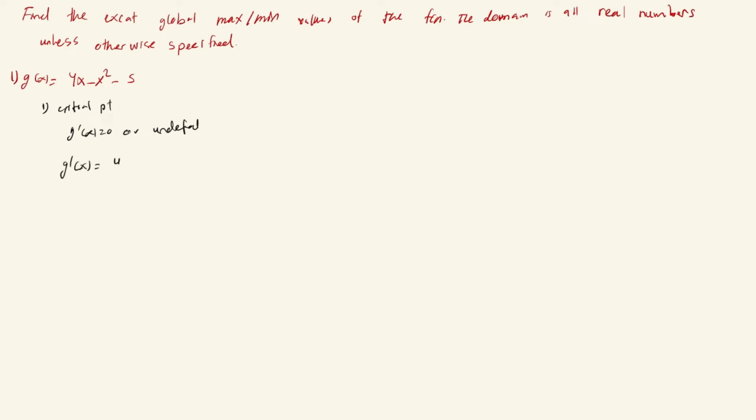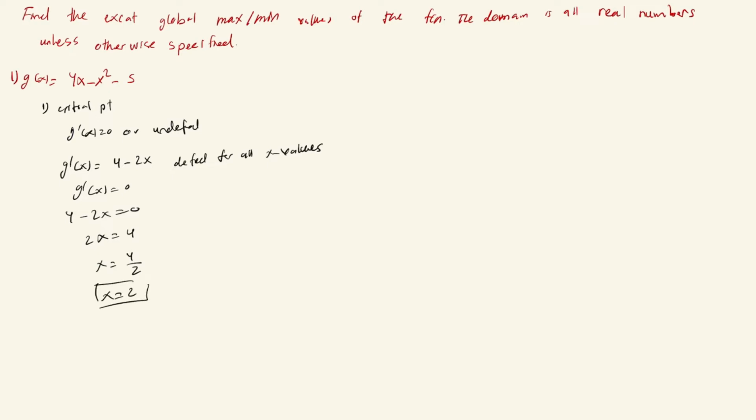A critical point is where the first derivative is 0 or undefined. The first derivative is 4 minus 2x. Notice this is defined on all real numbers, or all x values. So move to the next step, which is where the first derivative is 0. It's going to be 0 when x equals 4 over 2, which is 2.